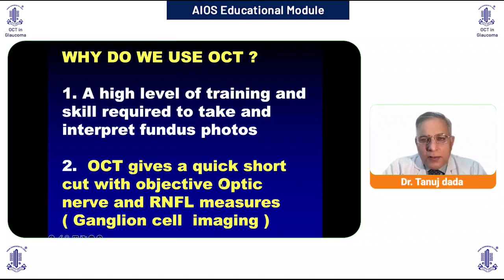And the optical coherence tomography provides us a very fast objective estimation of the optic nerve head and the retinal nerve fiber layer parameters. So these objective parameters are easy to document and follow up on the long term in the patient. And the additional benefit which you cannot pick up clinically is the ganglion cell imaging, which has become very important in recent time. So this is a benefit of the OCT, which is not possible on clinical examination.